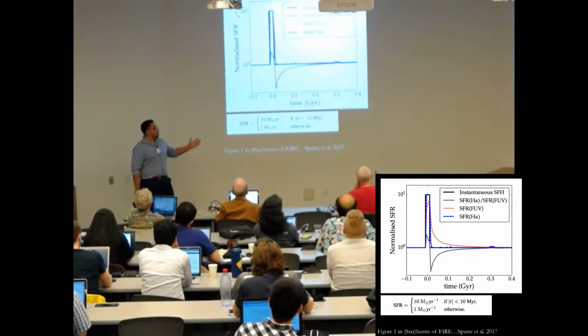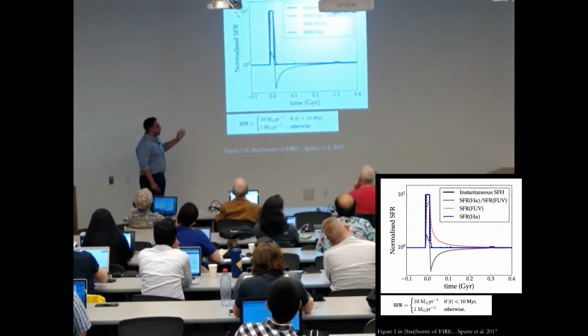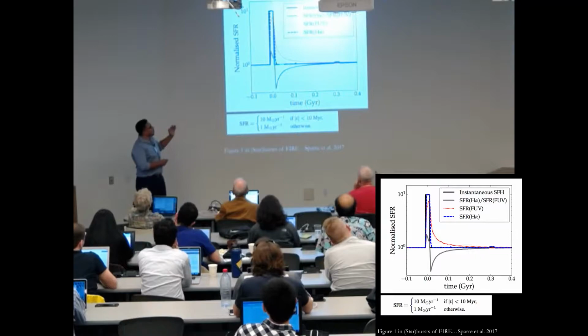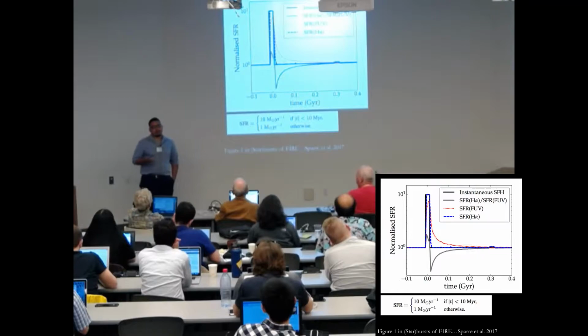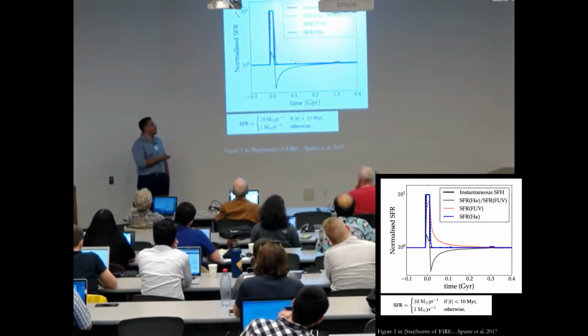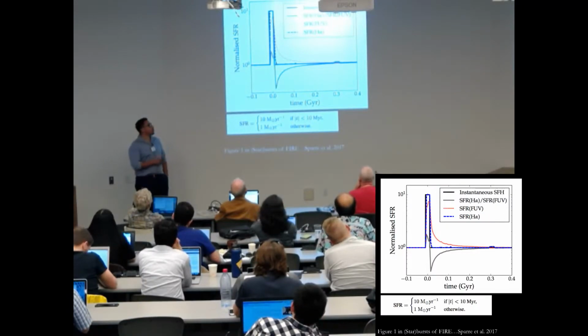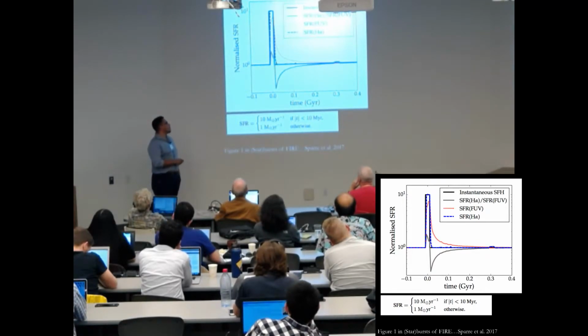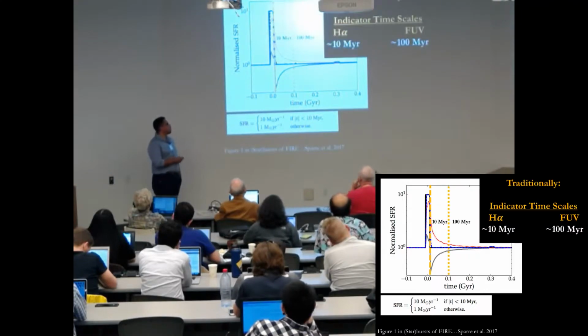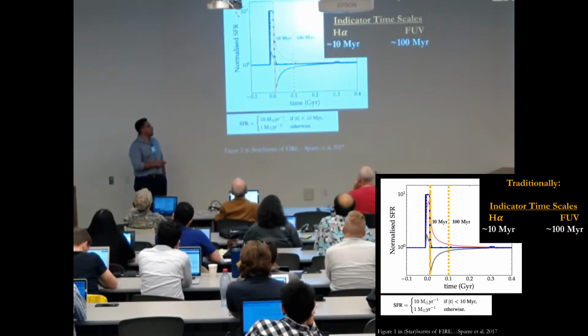And to summarize what I've said, here is one of the plots. In black, hidden behind all these lines, is a burst of star formation that occurred in one of our simulations that has been normalized, so it increased the star formation by a factor of 10. In the dotted blue, we see the response of the H-alpha indicator, and as you can see, it's better at probing the instantaneous star formation rate. It's working at shorter timescales, about 10 million years or so. And FUV, the dotted red line, is working at longer timescales, about 100 million years.